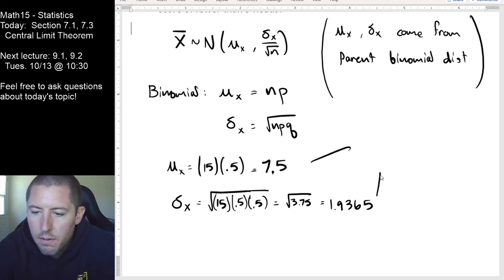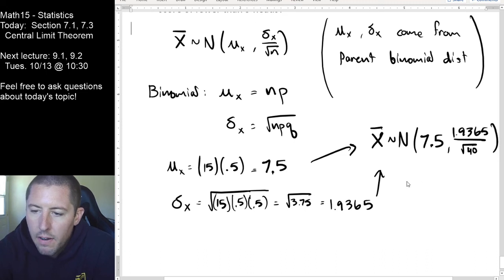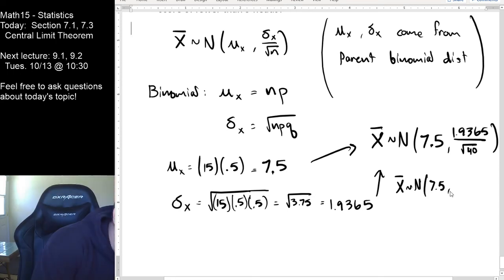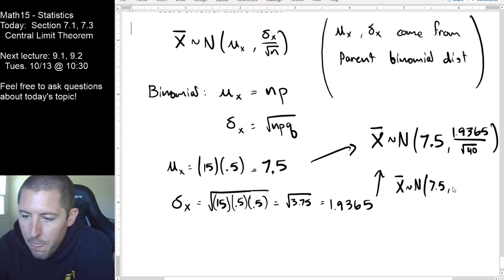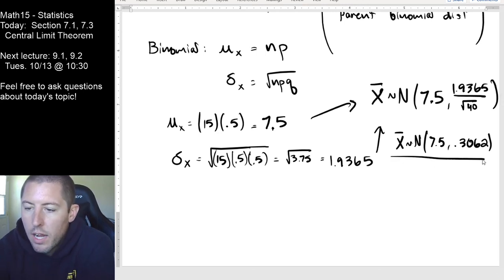And so with these two pieces of information together, we can determine that the distribution of the average of our rolls should be normal. It should be centered at our typical average of 7.5 heads, but it's going to have this smaller standard deviation now of 1.9365 divided by the square root of 40, because we're going to do 40 trials here, right? So x bar is distributed normally, with 7.5 as the average and this number divided by the square root of 40, 0.3062. So we can now use this normal distribution right here. This is our distribution of the sample mean, the sampling distribution of the sample mean.